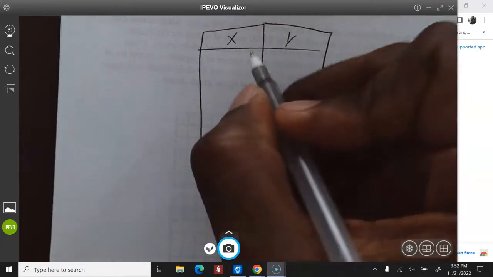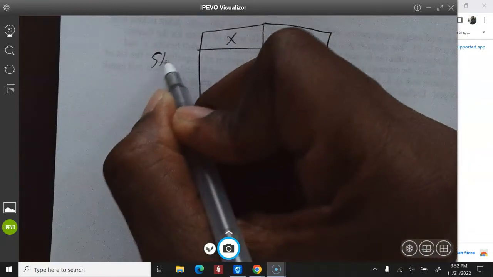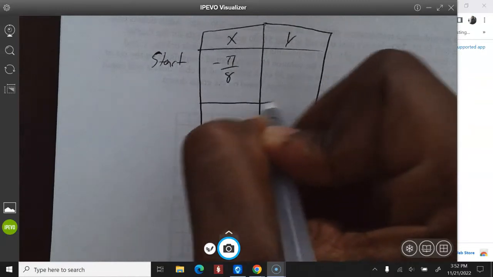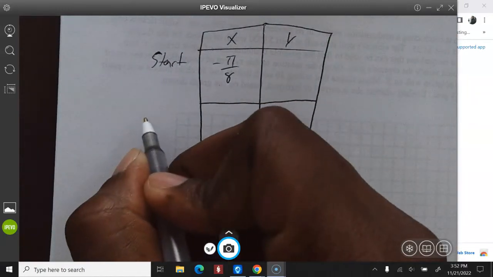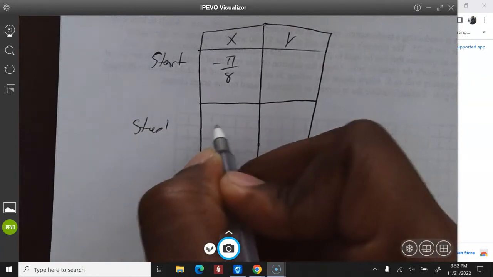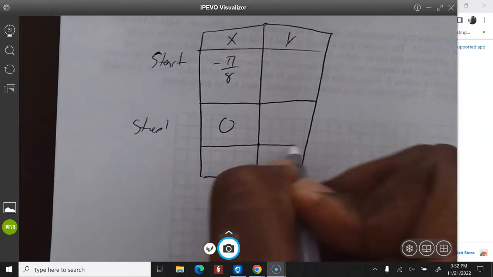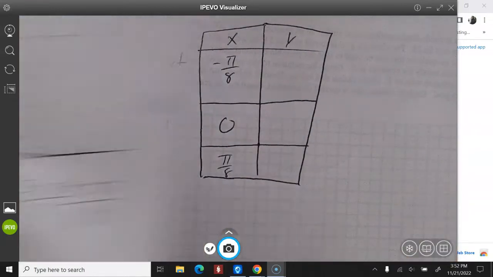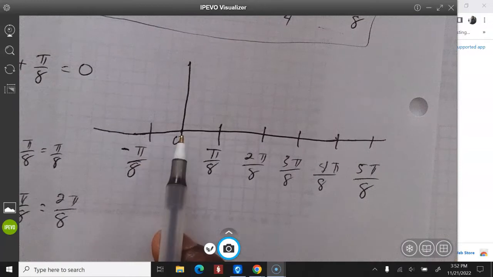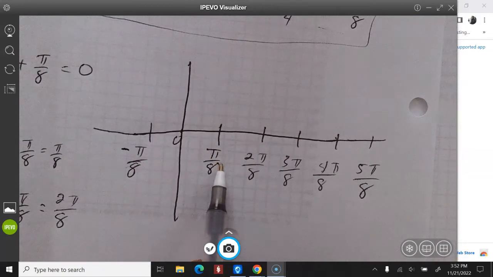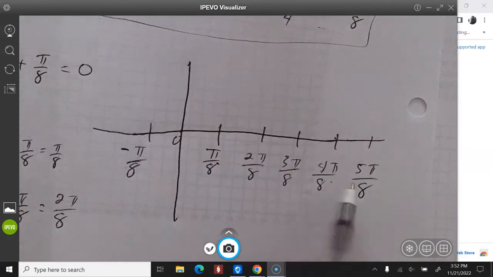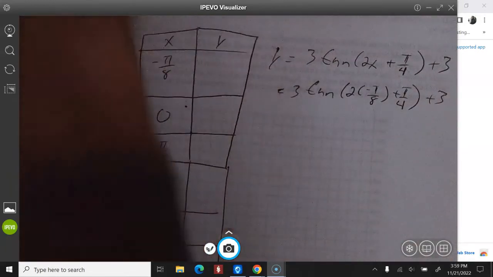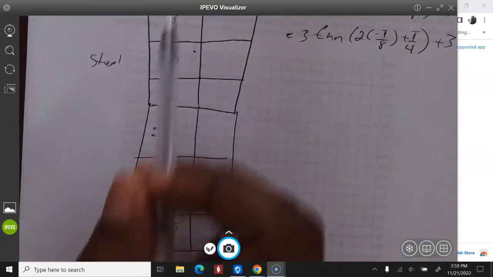The first coordinate is going to be my starting point, which is negative pi over 8. The next coordinate I'm going to find using my step 1. So one step over was at 0. The next step over was pi over 8. So the next steps are 2 pi over 8, 3 pi over 8, 4 pi over 8, and 5 pi over 8. All right, so I want to fill the rest of my table with all the other increments.